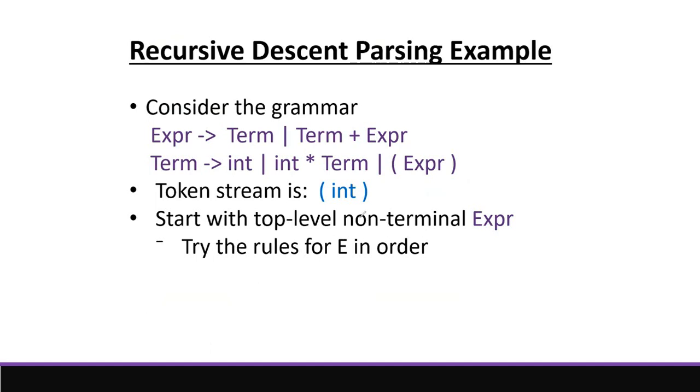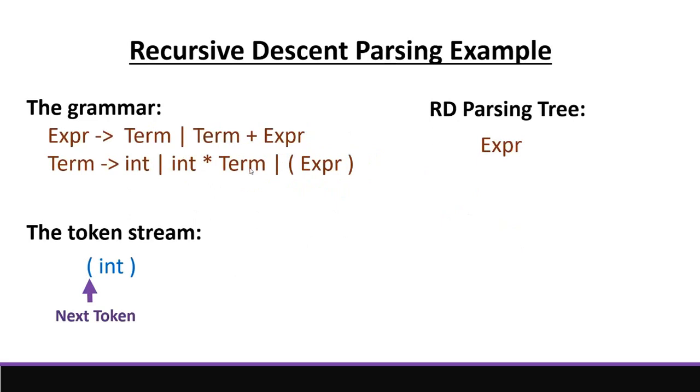We start with the top-level non-terminal, the expression. We see a left parenthesis, so we try term, and term is here. Then we try term: we see a parenthesis, and we compare it with integer.